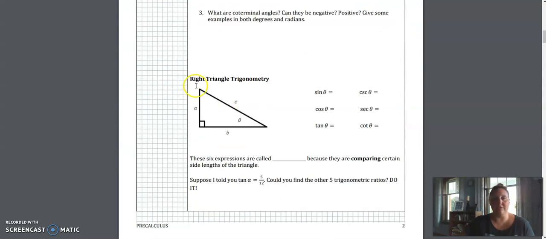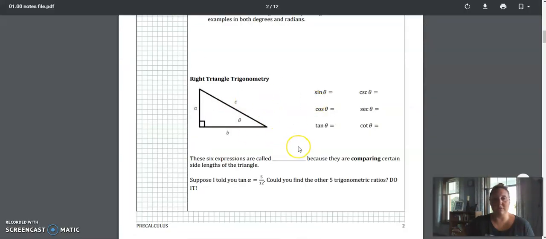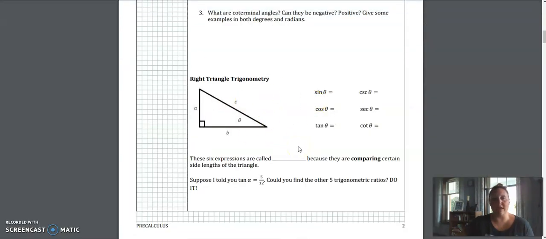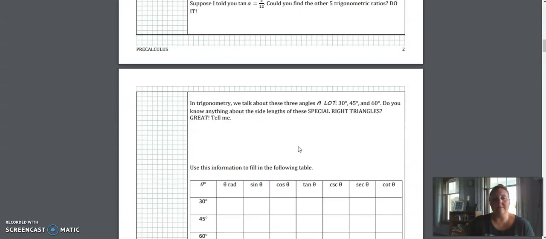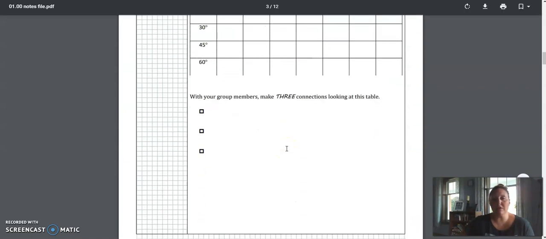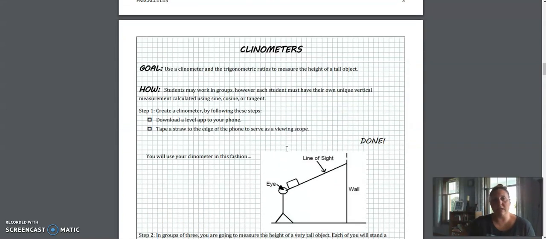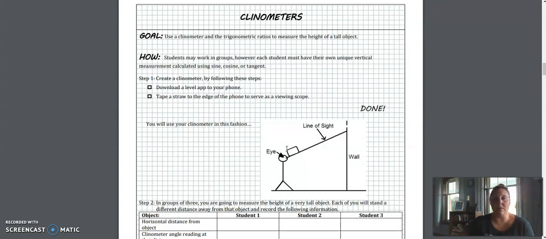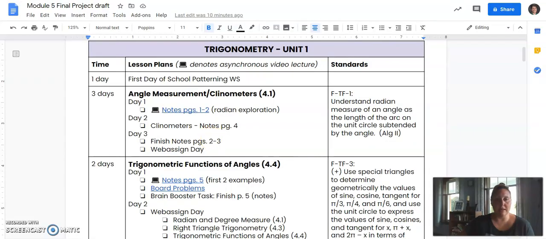So the very first video, which is this notes page 1 and 2, is the right triangle trigonometry video, which just reviews that, and they should have seen that in geometry already. And so it goes through that all for them. As you go through this, you'll notice that there are activities to do in there, but it's all in one packet in one place for them to refer back to in their notebooks.